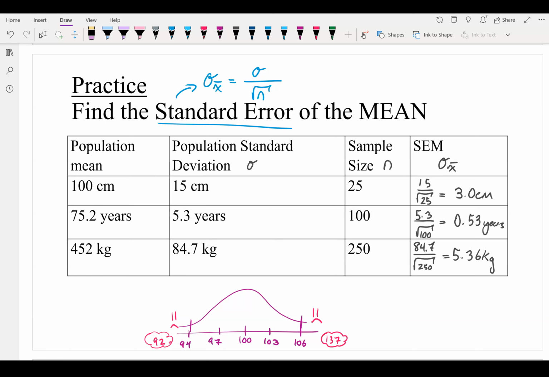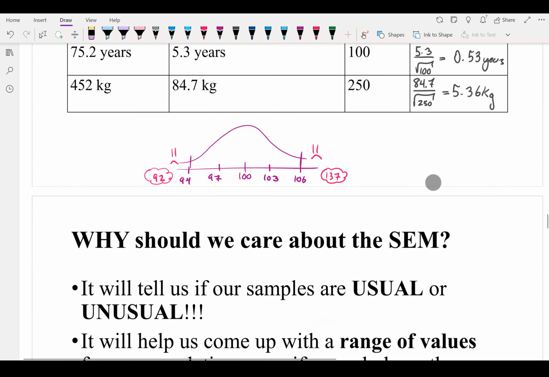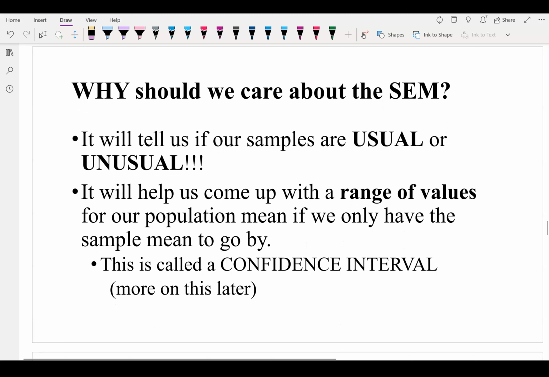Hopefully it makes a little bit of sense. This is a tricky concept. And if you didn't fully understand standard deviation, then you're probably going to have some trouble with standard error. So why should we care? Well, I can tell you a few reasons, but I'll try to make it useful for thinking about data.